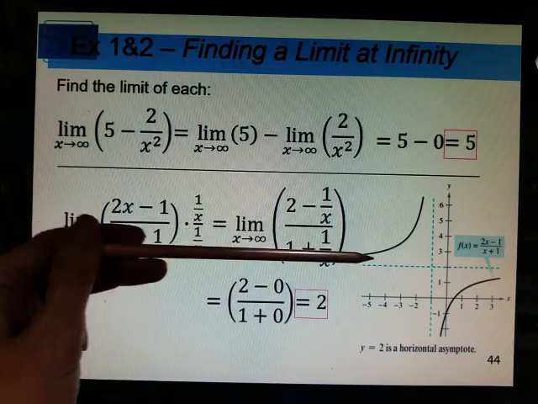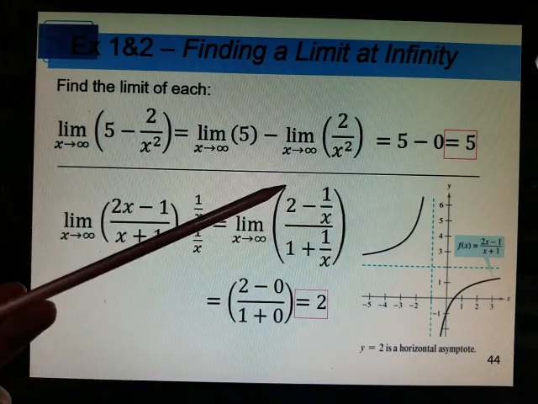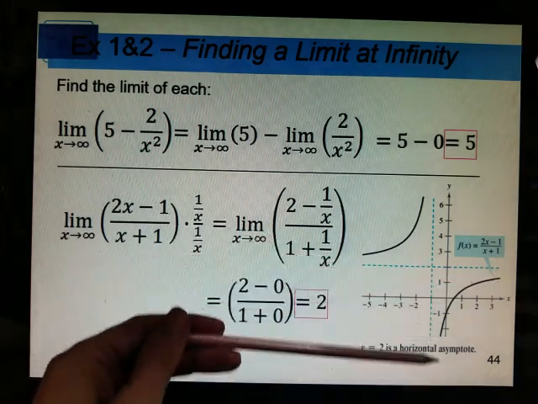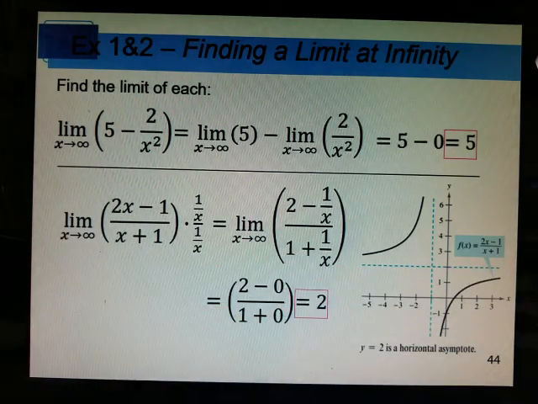Second derivative, this first part of your graph is concave up. So that second derivative would be positive. This part of my graph is concave down. That second derivative would be negative.